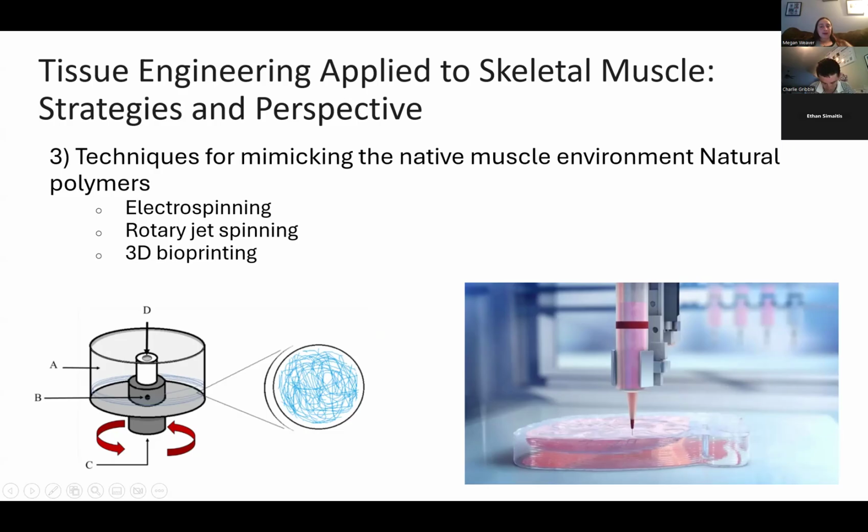And 3D bioprinting lets us use precisely placed cells and materials layer by layer, even creating complex muscle shapes and fiber patterns. It's one of the most advanced and customized methods we have today.